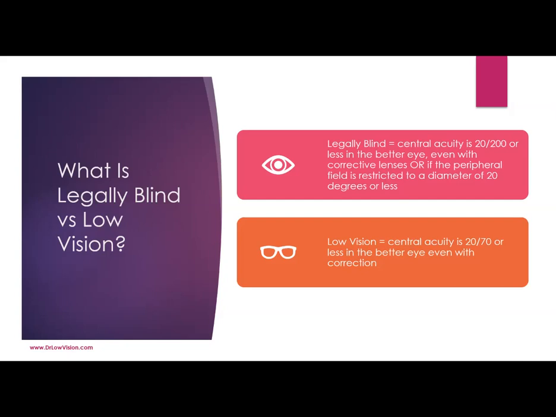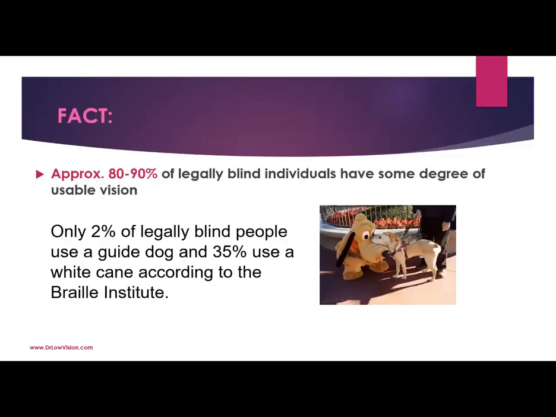Low vision is anyone whose central visual acuity is 20/70 or less with correction, or if they do have limitation with their side vision as well, but it's not impaired down to that 20-degree level. So here's a fact: 80 to 90% of legally blind individuals have some degree of usable vision. So if I see a patient who has 20/200 vision or even a little bit less, there are ways that I can still help them see the best and maximize their vision, or my colleagues who also provide low vision rehab services. Only 2% of legally blind people are using a guide dog, and only 35% are using a white cane, according to the Braille Institute.